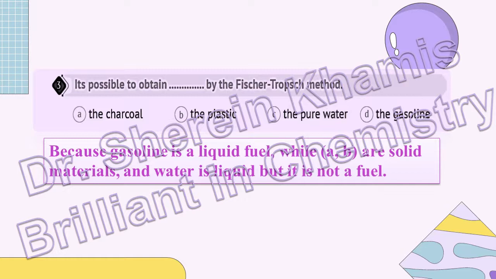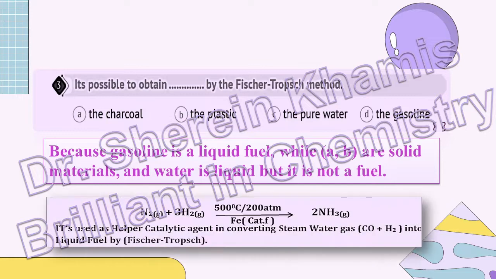The gasoline is a liquid fuel, while A and B here are solid fuel or solid materials, and also here pure water, a liquid, but not a fuel. We want to obtain a fuel by the Fischer-Tropsch method, and the one that we get will be the gasoline. Okay, let's go into question 4.